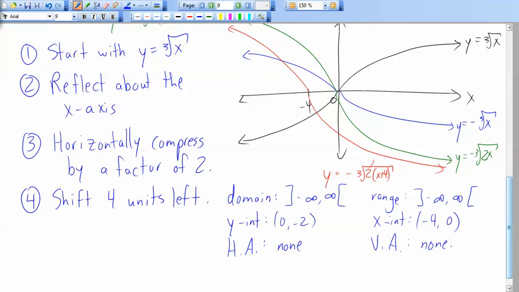So there we have some examples of how to use graph transformations for radical functions. We'll take a look at some more examples in class.